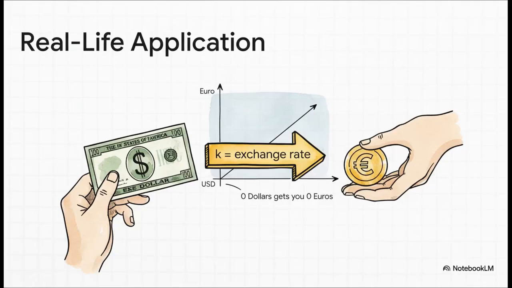So why does any of this matter outside of a math class? Well, currency exchange is a perfect real-world example of direct variation. The exchange rate is your constant, your k. And think about it. If you have $0 to exchange, how many euros do you get? 0, of course. It passes the origin test perfectly.